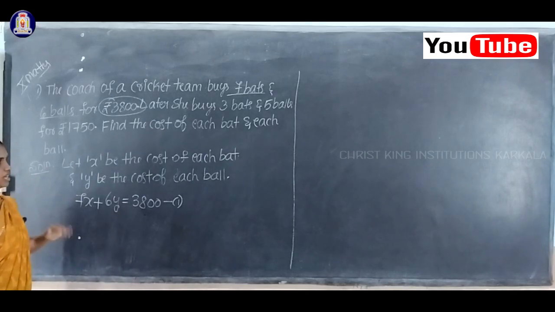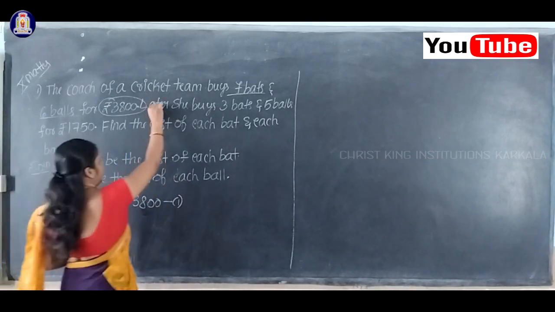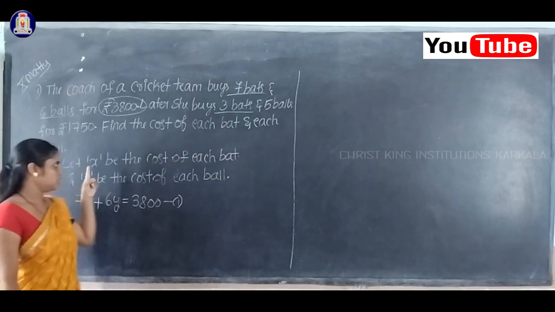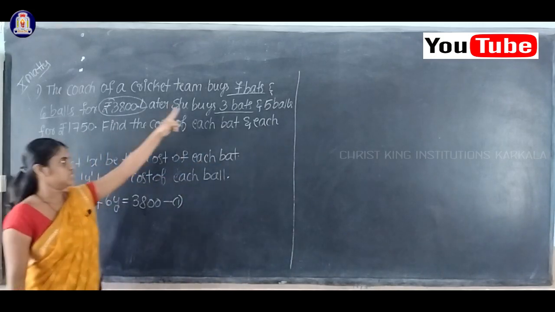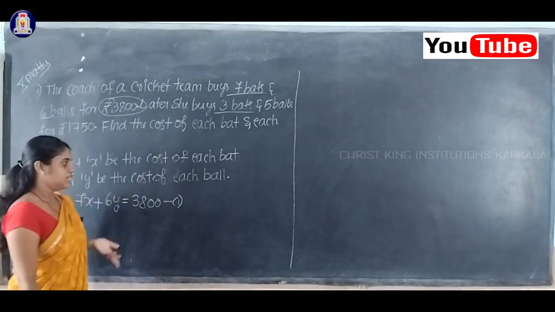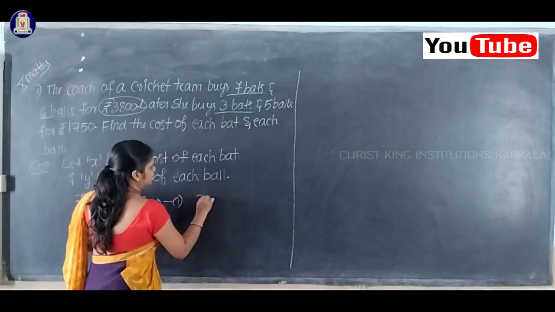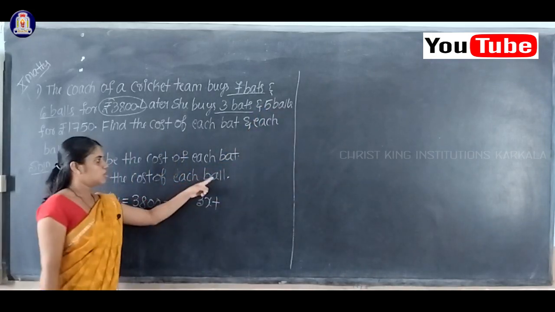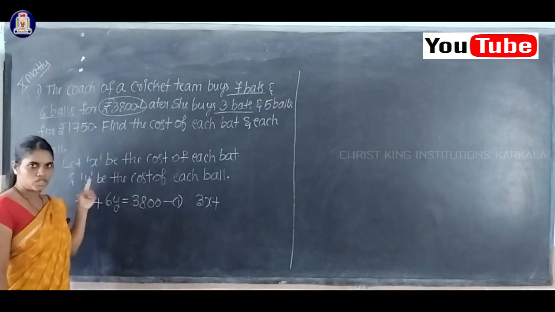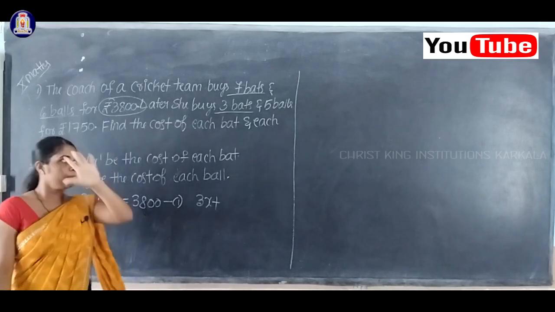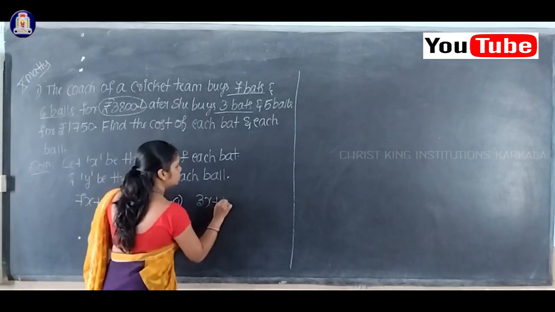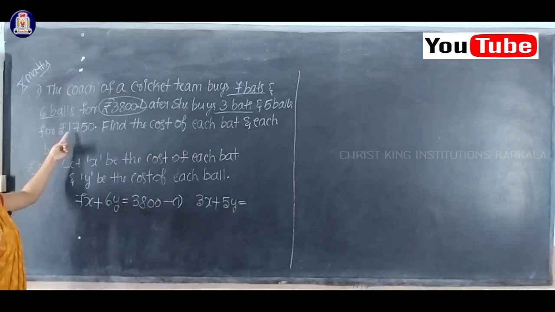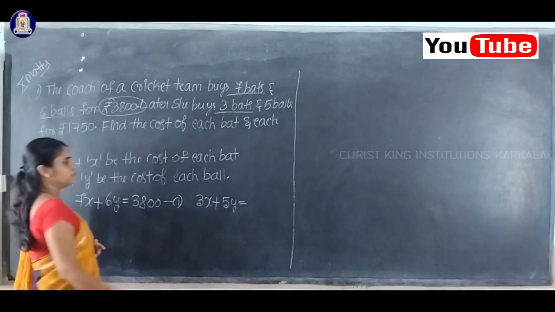Similarly we will see the second case. Later she buys 3 bats. Cost of 1 bat is x, so the cost of 3 bats is 3x, plus 5 balls. Cost of 1 ball is y, so the cost of 5 balls is 5y, equal to the total amount, 1750.